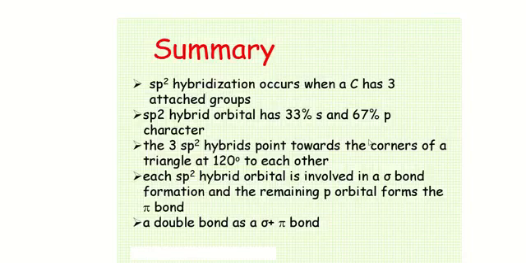Here is the summary. In sp2 hybridization, there is 33% s character while 67% p character. The molecules are planar when there is sp2 hybridization, while the bond angle is 120 degrees, and we can also find a double bond when there is sp2 hybridization.